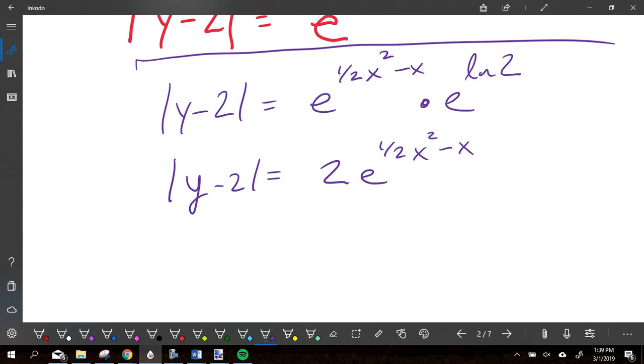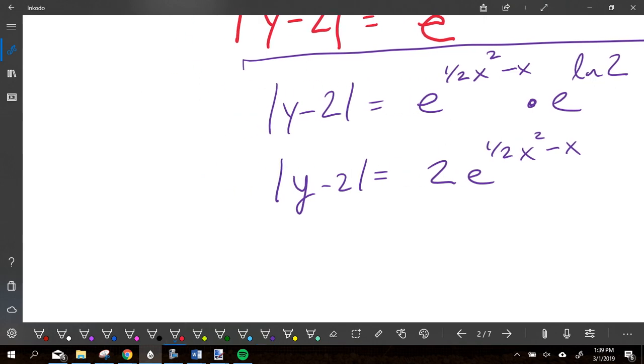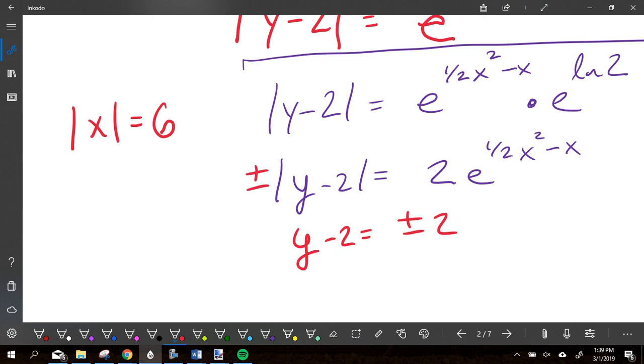Next thing I got to do is get rid of absolute value. What do I do to get rid of absolute value? Answer this question. What is x? It is 6 or negative 6. Can it be both of the things at the same time? You can have a number that's 6 and negative 6? No, it's either one or the other, but it could be either one. So to get rid of absolute value, we are going to change both sides to be plus or minus. The plus or minus part cancels out the absolute value on this side, and it's going to be absolute value on the other side.